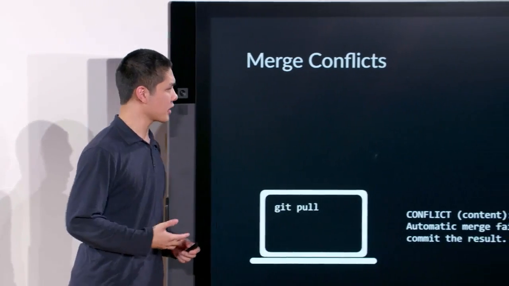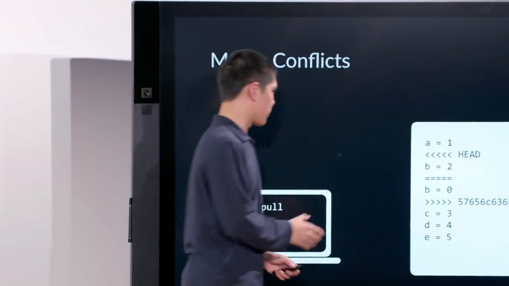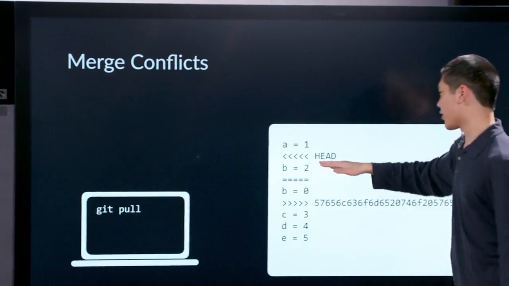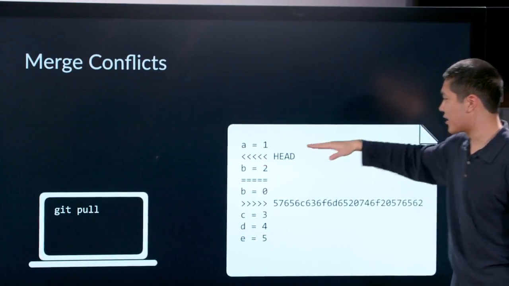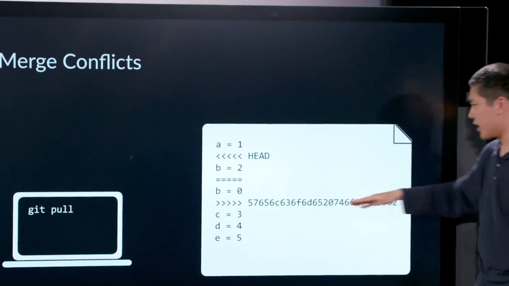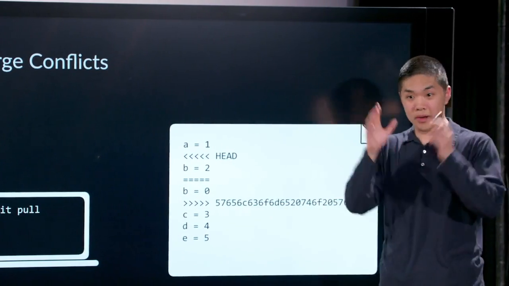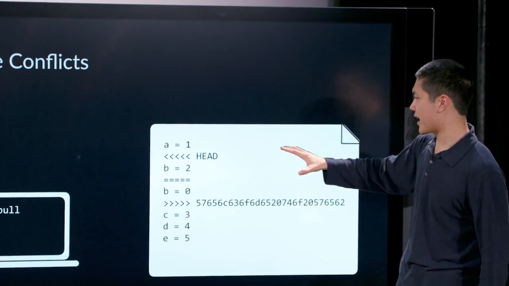So what does that look like? Well, if you open up the file with the conflict, you'll see something that looks a little bit like this. You'll see a file with a bunch of less than signs and then HEAD, some lines, and then equals, equals, equals, some more lines, and then this sort of random long sequence of numbers and letters. That might seem a little bit arcane at the moment, but we'll break down what this actually means.